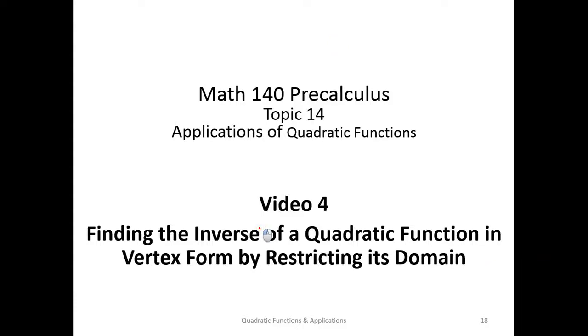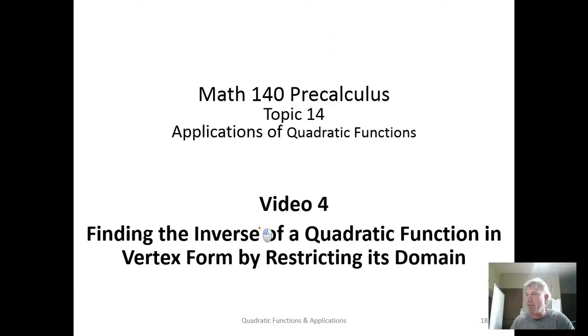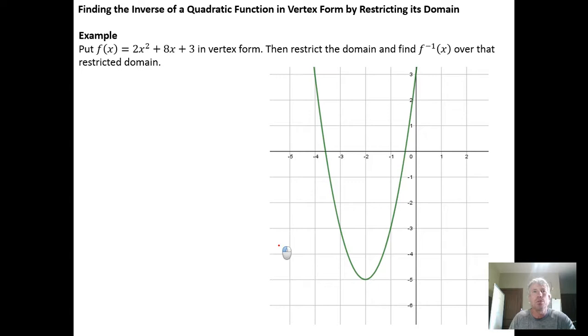So in this video, we're going to restrict the domain of a quadratic function and use its vertex form to find an inverse. So here's the idea. Up here I have a quadratic function. And what we learned earlier was that for a function to have an inverse, or to be invertible, it needs to be a one-to-one function.